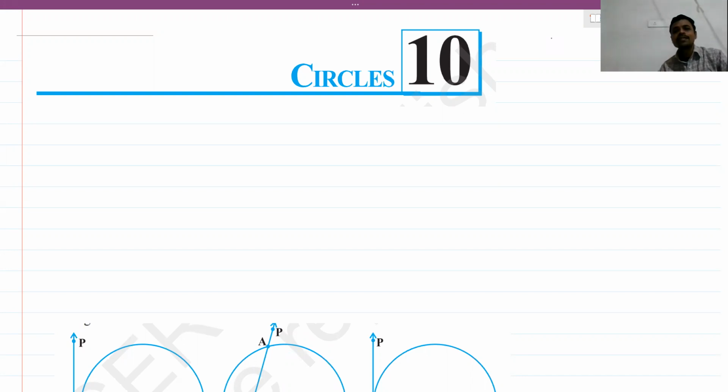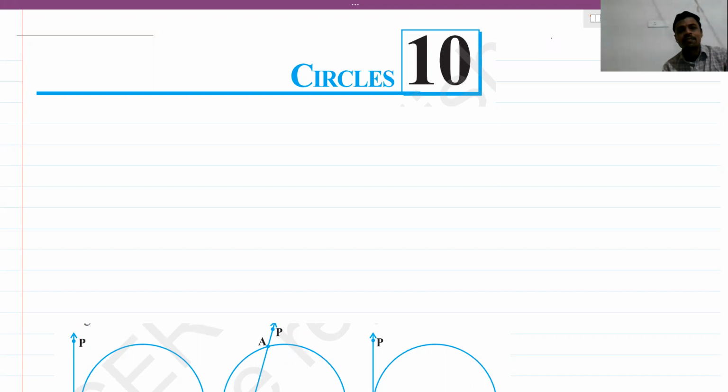Already you have learned the circles topic in ninth class: what is the circle and what is meant by chord, diameter, and radius. These are all the terms we have studied before. Now, once again I repeat what a circle means.